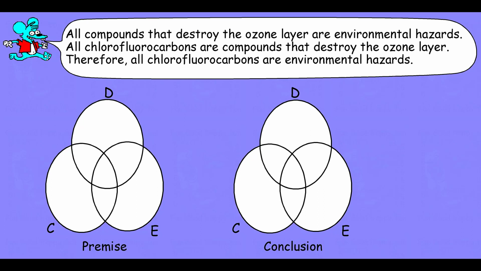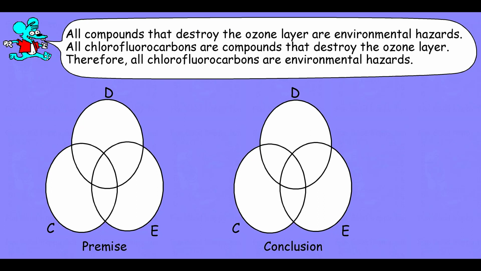Since both of the premises are universal, I can do either one. I'm going to go ahead and do the first one first. All compounds that destroy the ozone layer are environmental hazards. All D are E. Now, I'm going to be a good Boolean because I always start off in Boolean, and I say I don't know if there are any D's and I don't know if there are any E's. But what I do know is if there are any D's, then those D's would have to be in E.